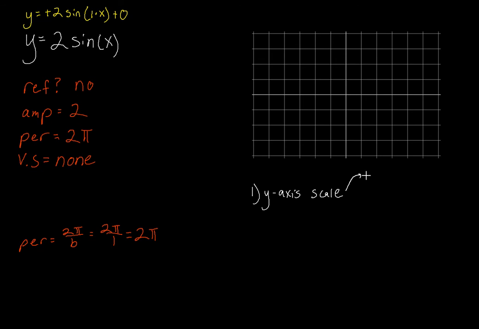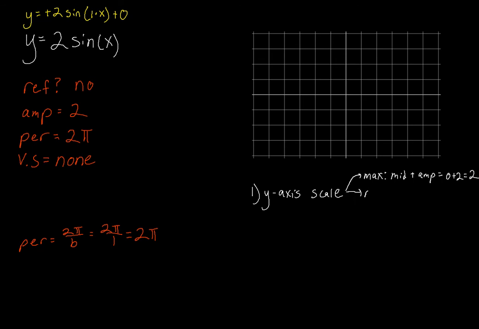My maximum value for y is going to be the midline plus the amplitude, because your amplitude is from the midline to the crest, and your midline is either shifted up or down somewhere. So the maximum value on this particular graph is going to be 0, because there was no vertical shift, plus 2. So 0 plus 2 gives us a maximum value of 2.